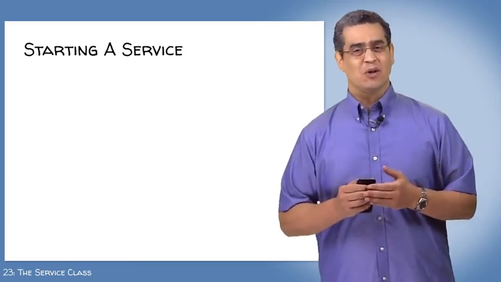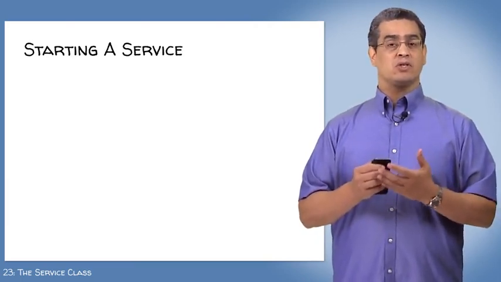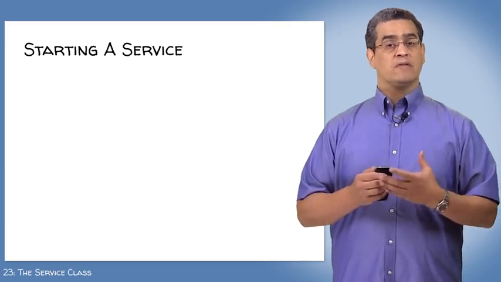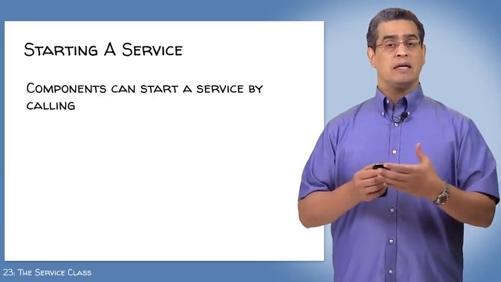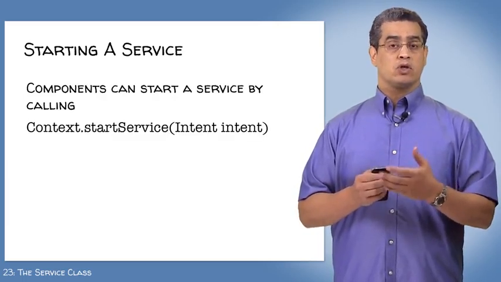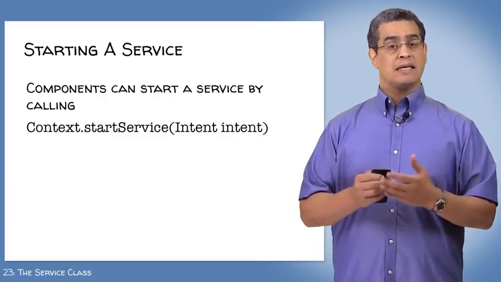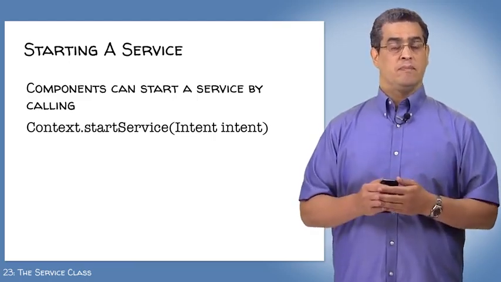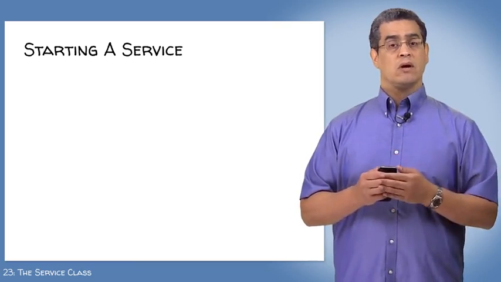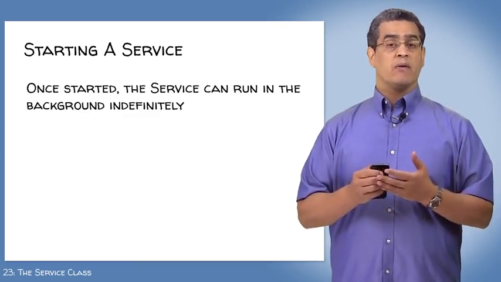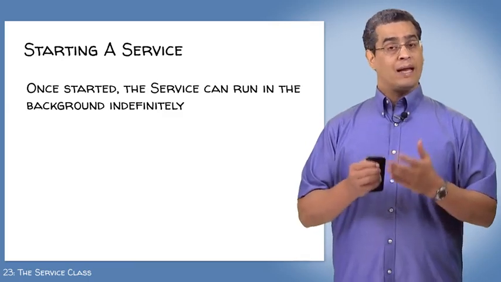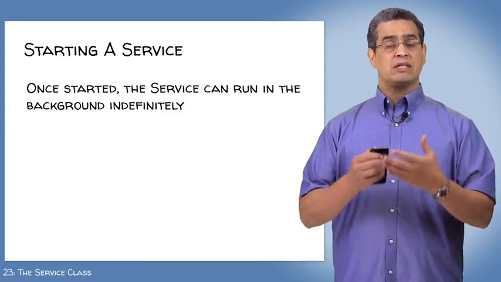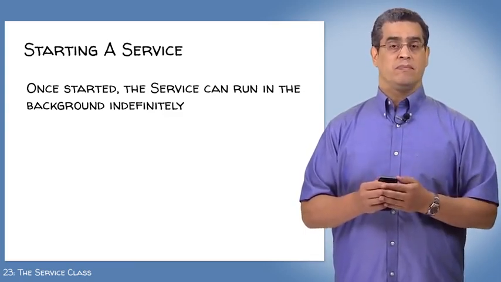And as I mentioned earlier, components that want to use a service but don't need to directly interact with it can start that service by calling the context class's startService method, passing in an intent associated with that specific service. Once started, the service can run in the background indefinitely. Although, like any component, Android can kill a service if it needs that service's resources.